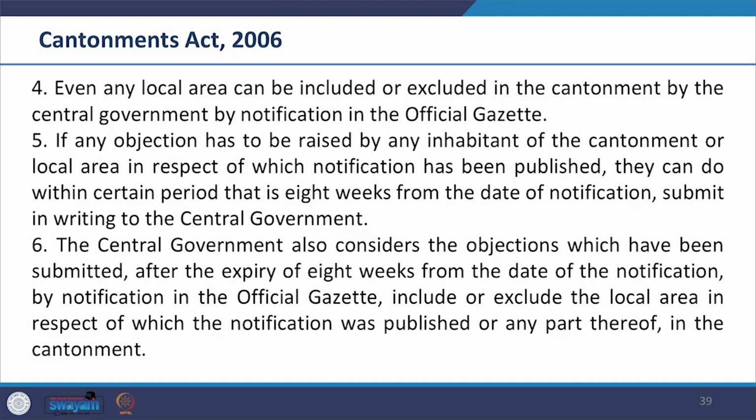The Cantonment Act 2006 prescribed that any local area can be included or excluded in the cantonment by the central government by notification in the official gazette. If any objection has to be raised, you see there's a provision for objection. So any objection that has to be raised by an inhabitant of the cantonment or the local area in respect to this notification can be made within a certain period. The period prescribed at this time is 8 weeks from the date of notification. It can be even further ahead of that, given that it is acknowledged by the government.